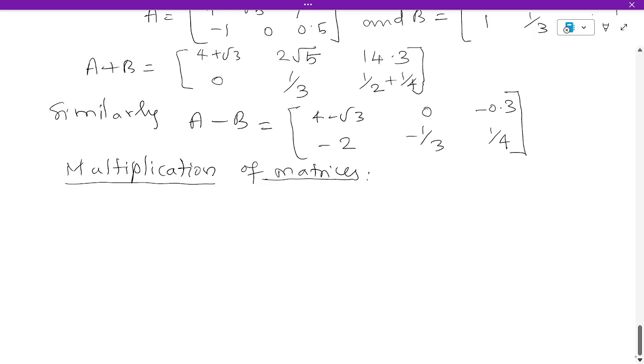First, what is meant by that? How can we confirm that the matrices may be multiplied or not? Okay, so first we write one definition.